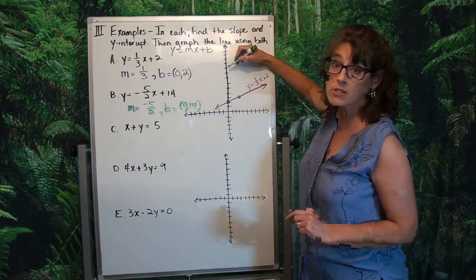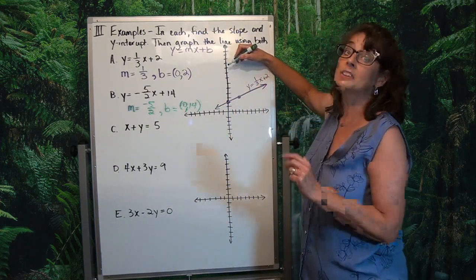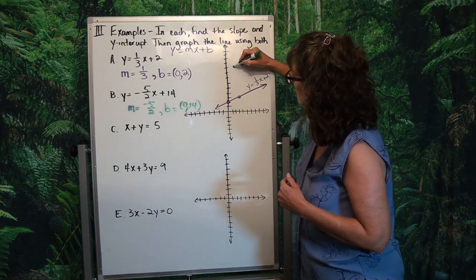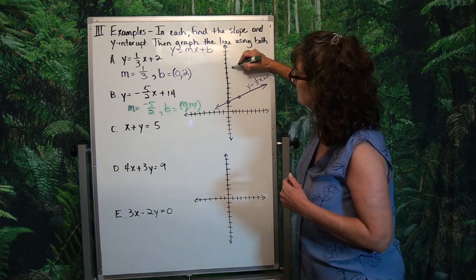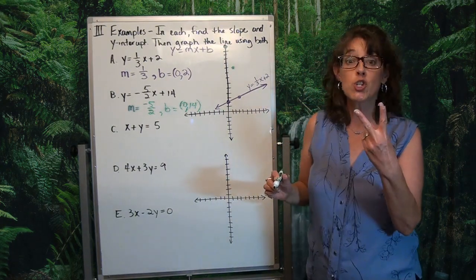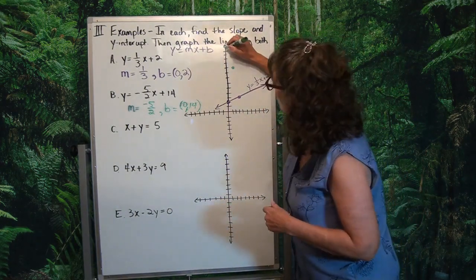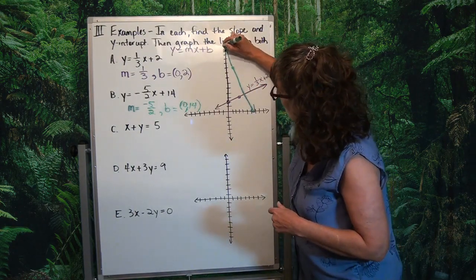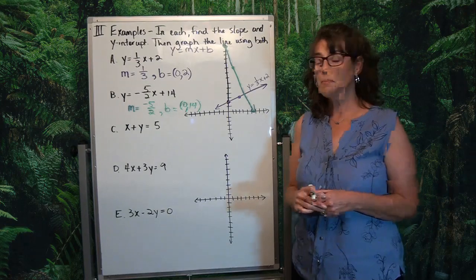My run is positive, so do I go left or right? Yes, I'm going to go to the right 2. So down 5, right 2 lands me here. How many points does it take to make a line? Just 2, and I've got the 2 that I need. So I can connect them, and like I said, with me, you have to pray that it's a straight line, because I am not good at that.